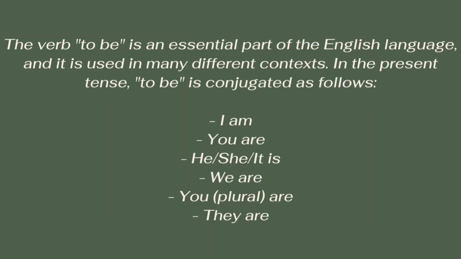This essay is about the verb to be and the possessive adjective associated with it. Let's talk about the present tense. The verb to be is an essential part of the English language and is used in many different contexts. In the present tense, to be is conjugated as follows: I am, you are, he is, she is, it is, we are, you are, and they are.